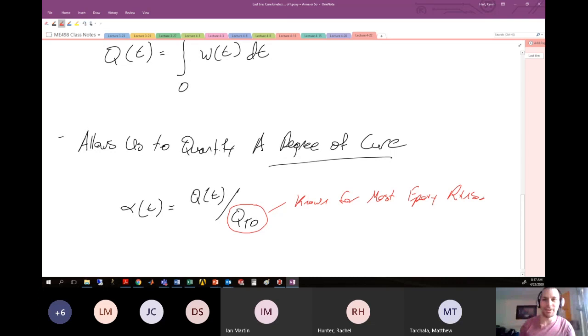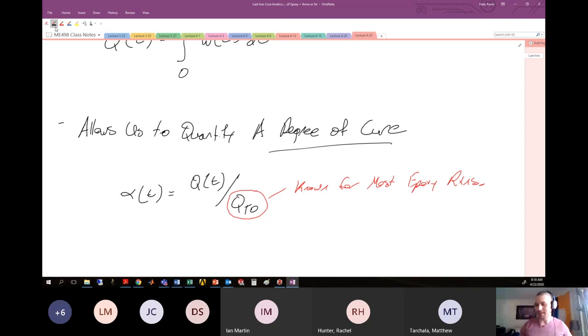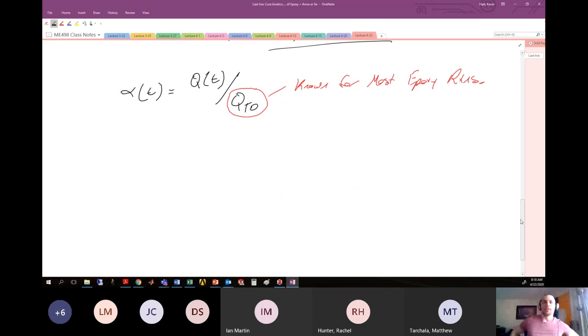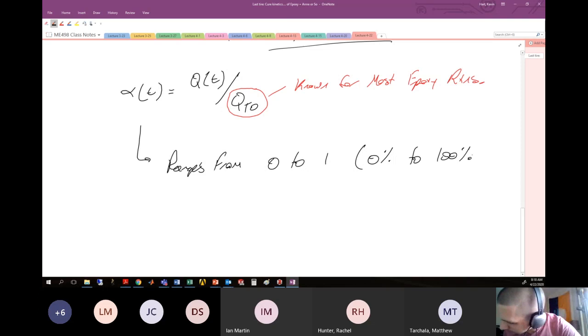So the point is that your degree of cure is simply the amount of heat that your object has released at any time t, normalized by the total amount that the exothermic reaction could potentially release. Now, this value is obviously going to range between 0 and 1. 0 would be not cured at all. 1 would be 100% cured. Or what you'll see typically as 0% to 100%. Graphically, it's shown both ways, depending on what the author likes.